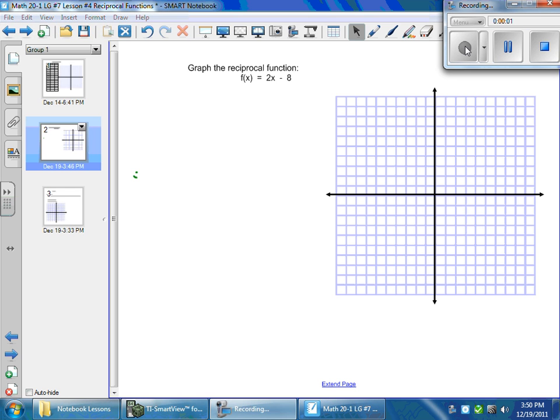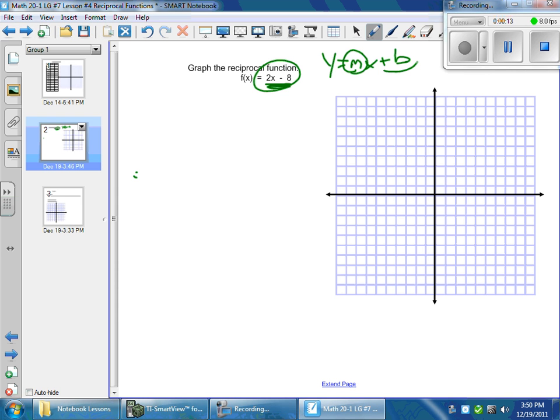Okay, now that we got the basics down, let's take a look at a graph that's going to be a little bit tougher. Look at what I have right here. I have 2x minus 8. Now, you remember our old formula of y equals mx plus b, right? We have this being the slope, this being the intercept. So we have an intercept of minus 8. 1, 2, 3, 4, 5, 6, 7, 8. There's our point. And there's our slope, which is rise over run, which is 2 over 1. So we can go up 2 over 1.